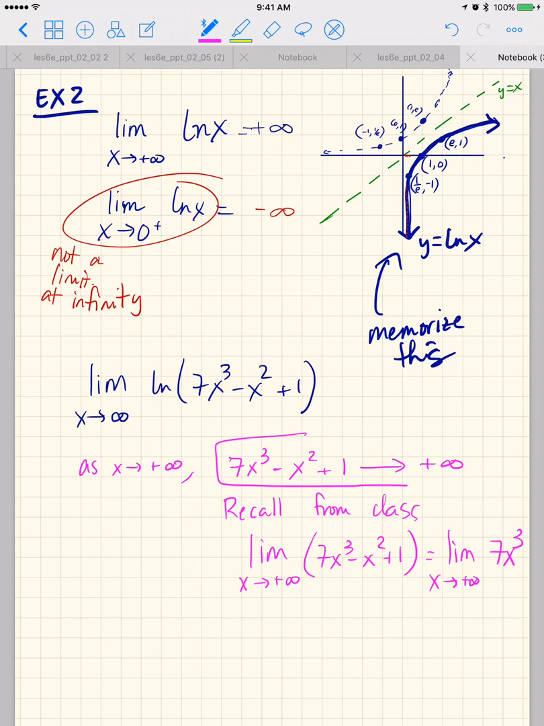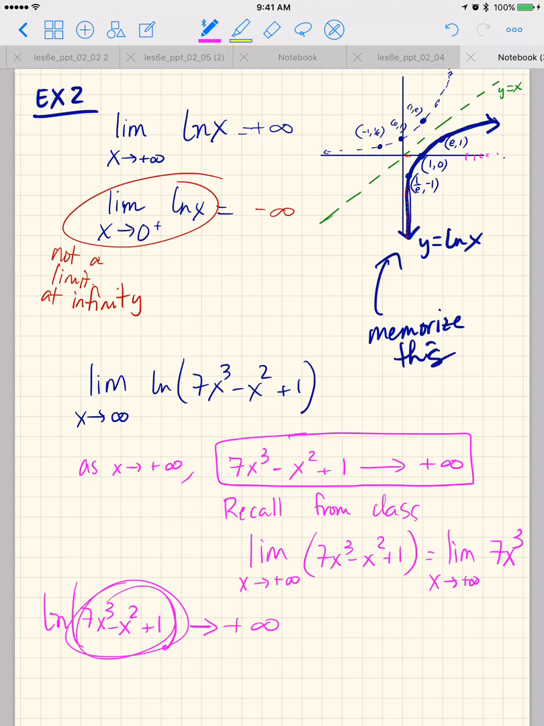So since we know that 7x cubed minus x squared plus 1 goes to plus infinity, as x goes to plus infinity, the natural log of 7x cubed minus x squared plus 1 is going to go to plus infinity. It's not equal to plus infinity. It's going to go to plus infinity because these numbers are getting really big. And as the argument of log gets big, the value of log gets big. Okay, that's what it means to say that the limit of natural log of x is equal to plus infinity.